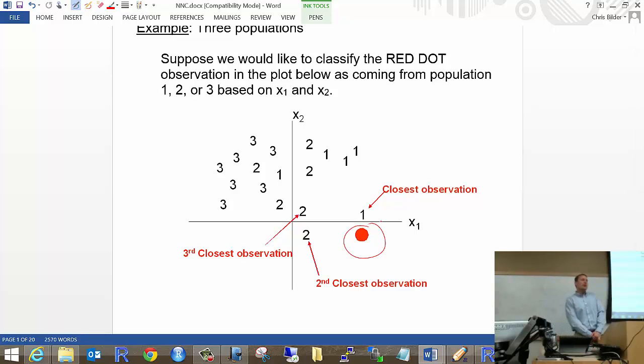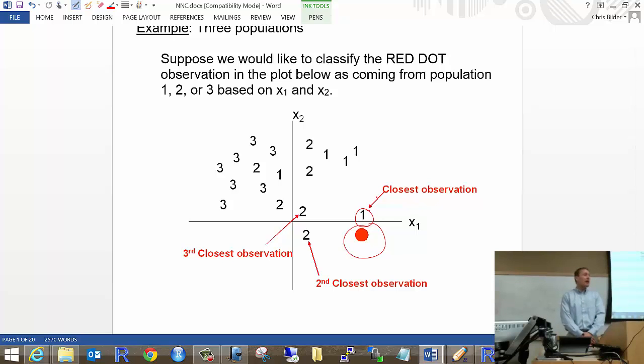It's somewhat intuitive to think, well, why don't we just look at similar observations to this red one? Well, what do I mean by similar? In a plot like this, you can think of it as distance. Observations that are closest to the red one are more similar than observations that are farther away. So how about we look at the red dot's nearest neighbor? Well, its nearest neighbor is this observation that comes from population number 1.